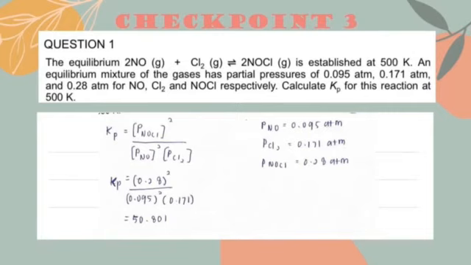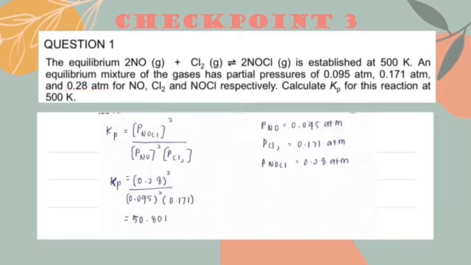The next checkpoint is checkpoint number 3. This is the last checkpoint we will discuss today. The question states: the equilibrium 2NO gas plus Cl2 gas produces 2NOCl gas is established at 500 Kelvin. An equilibrium mixture of the gases has partial pressures of 0.095 atm, 0.171 atm, and 0.28 atm for NO, Cl2 and NOCl respectively.